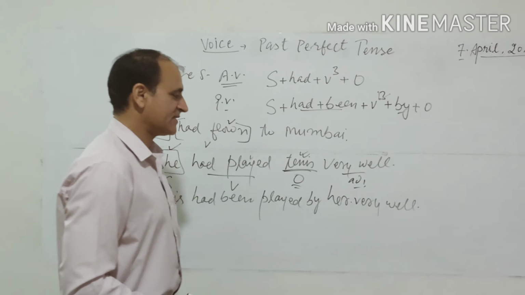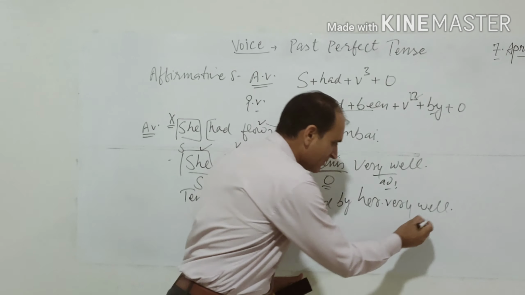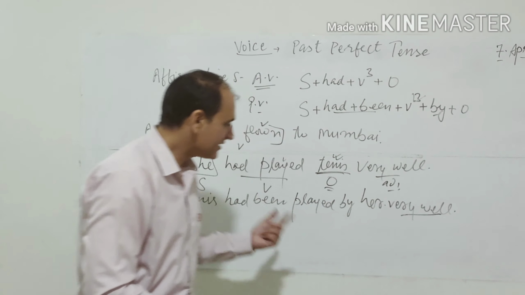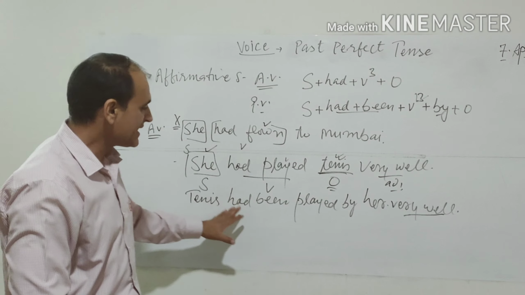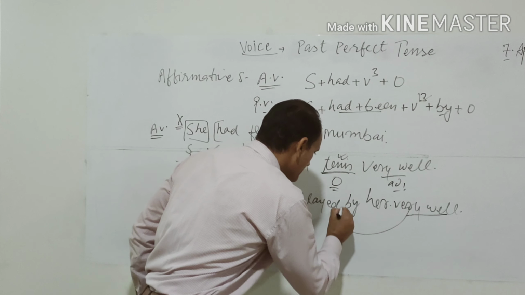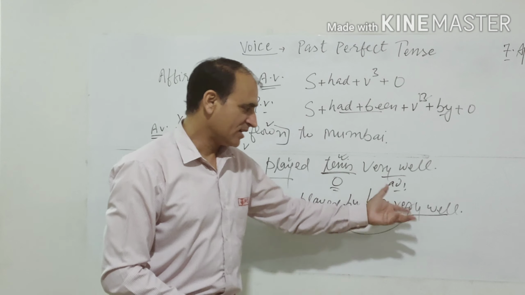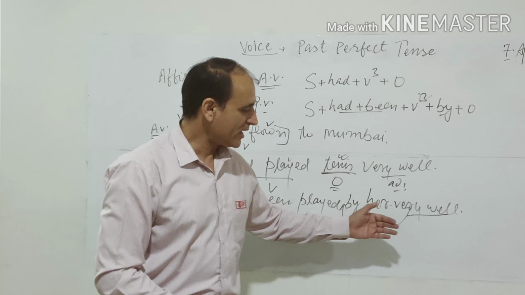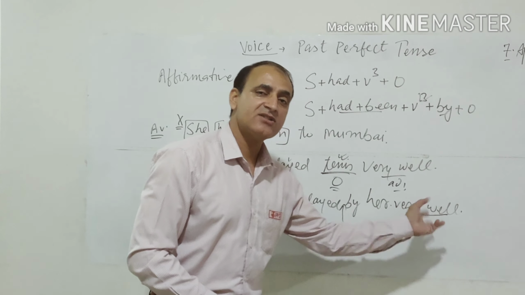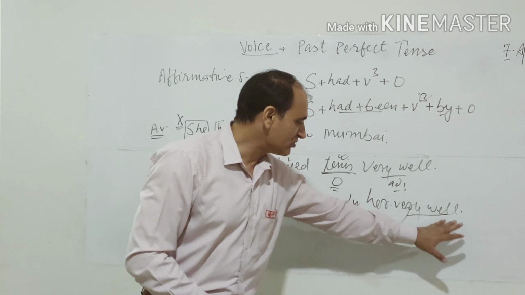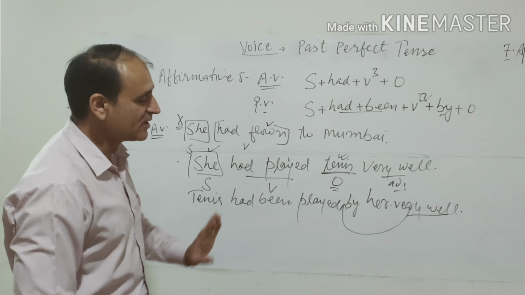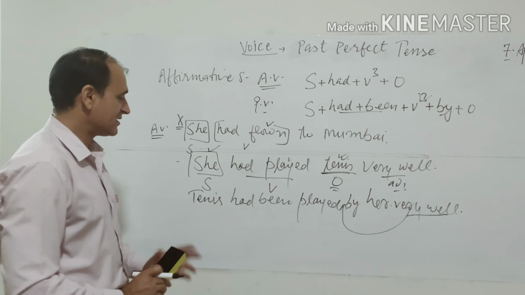This is the sentence. But we can change the place of very well easily. The sentence also can be: tennis had been played very well by her. So anyway you can make the sentence. By the way, when your adverbial phrase is a little bit long, you'd better keep it at the end, otherwise it goes before by.